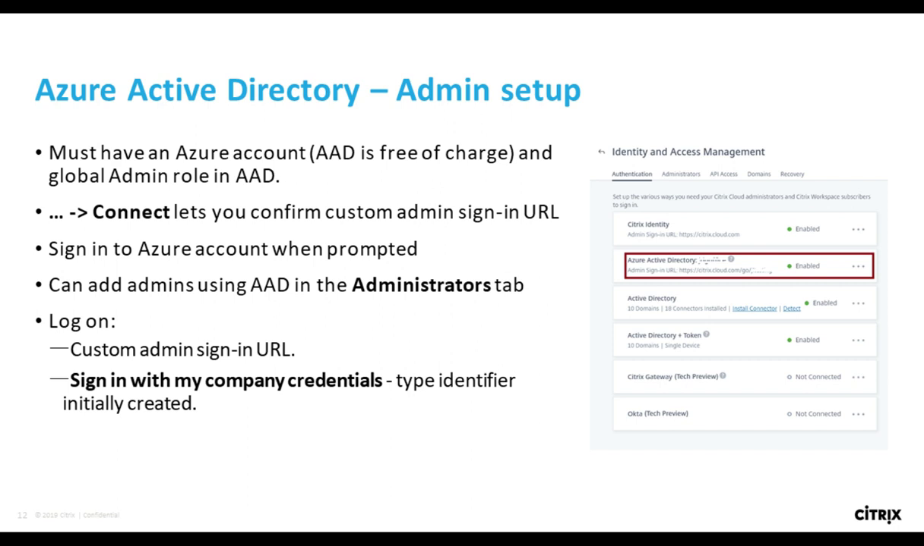For your users to sign in, they will need to use the friendly URL that you configured originally. This is generally in a format of citrix.cloud.com/go/mycompany. And from the Citrix Cloud Sign-In page, you will also see an option that says Sign in with my company credentials. This will actually take you to that Azure portal. So you will need to type the identifier created for your company and then click on Continue.